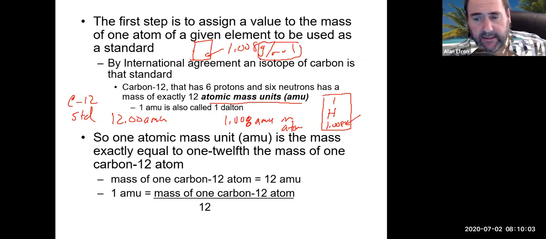So basically what they did is they took all the elements that you see on the periodic table, and they went, well, hydrogen's only, you know, 8% as massive as the carbon-12 isotope.